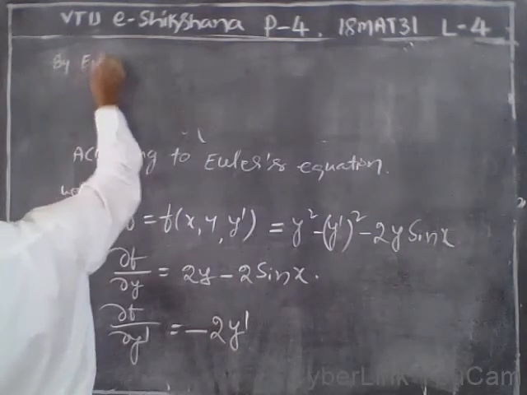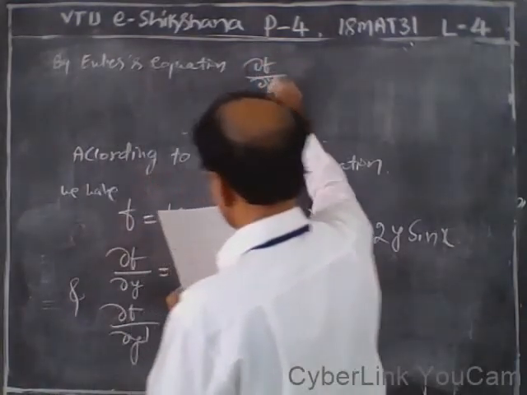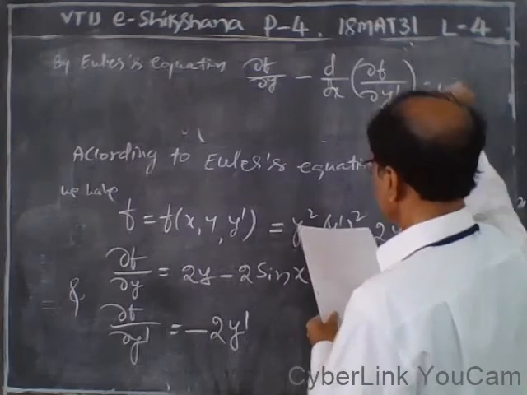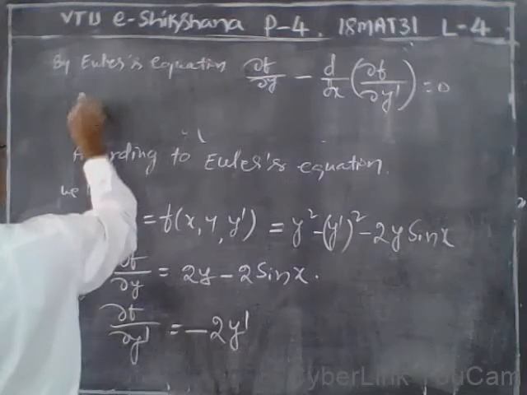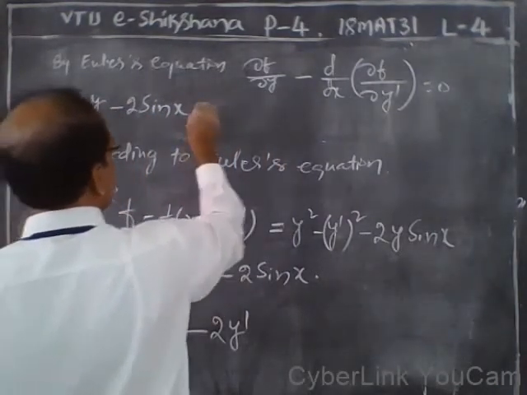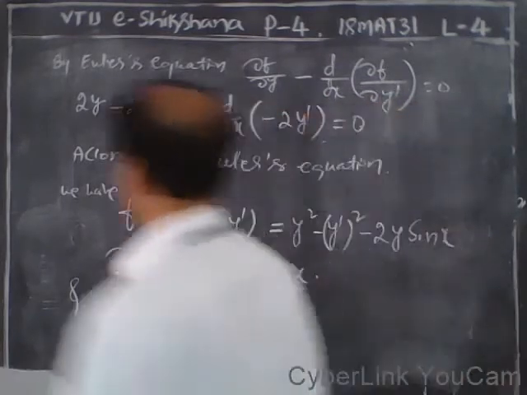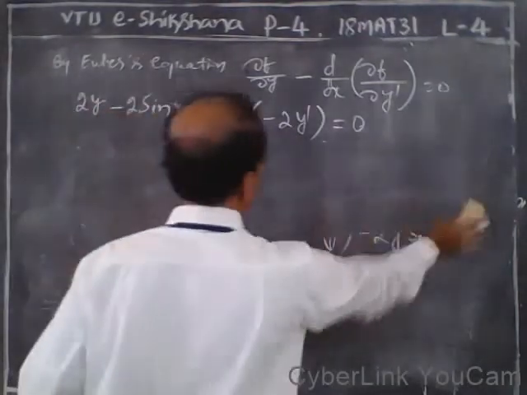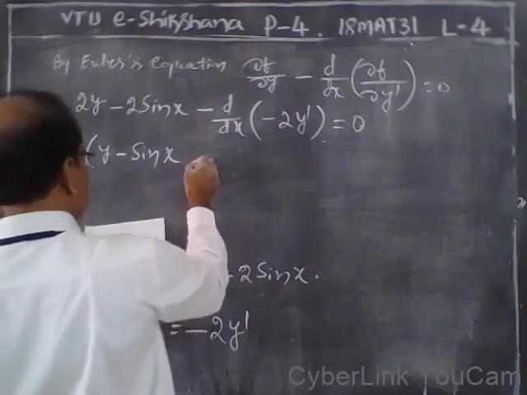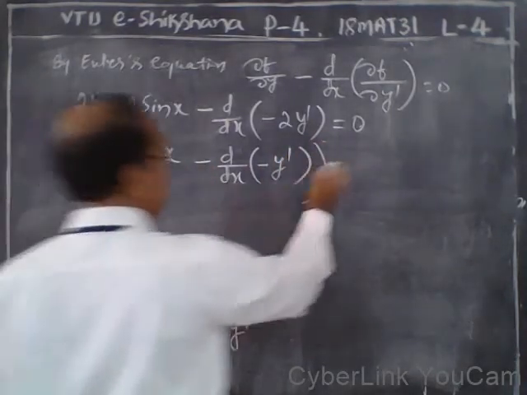So by Euler's equation, del f by del y minus d by dx of del f by del y dash is equal to 0. So del f by del y is 2y minus 2 sin x, minus d by dx of minus 2 times y dash is equal to 0. Then 2 is common, so 2 into y minus sin x, minus d by dx of minus y dash, is equal to 0.